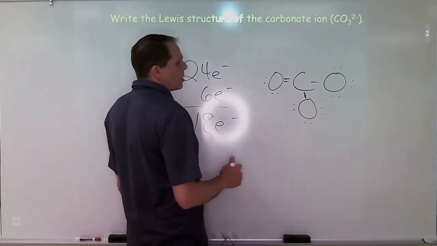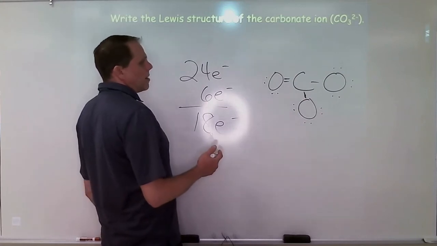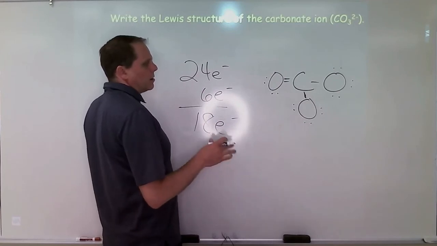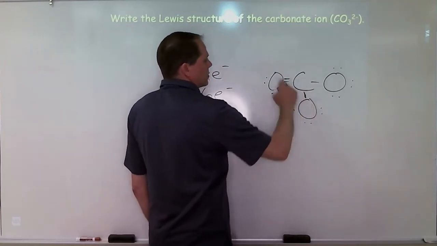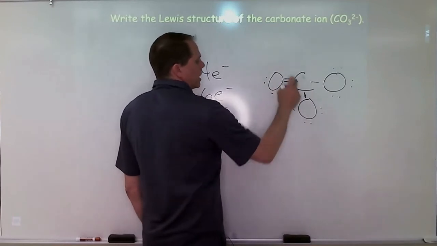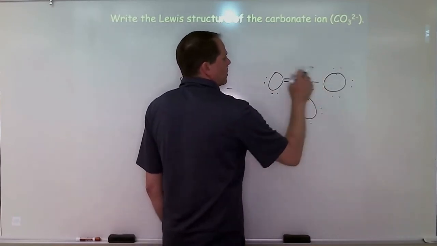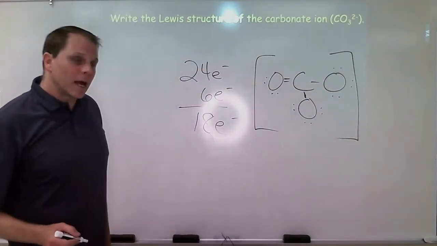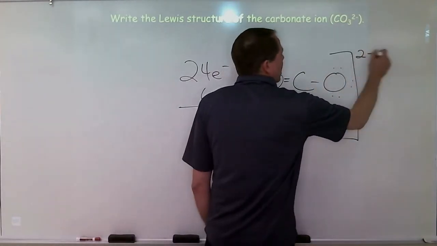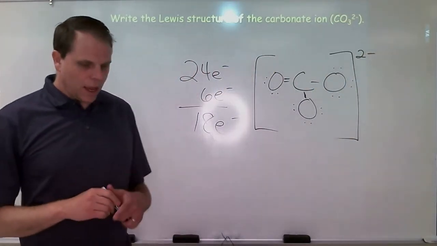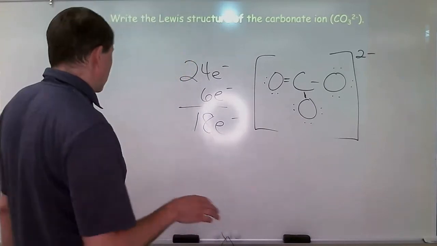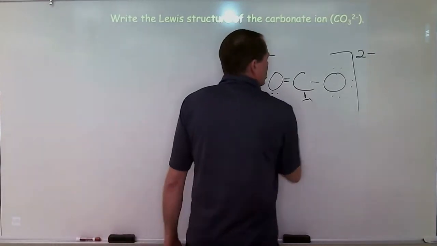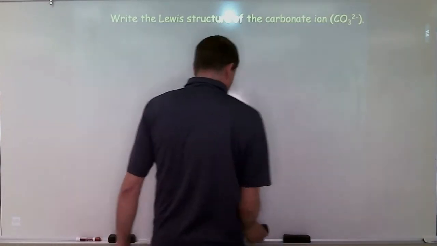Now I've got to check my work. Let's see if I have a total of 24 electrons, and let's see if they're all 8. This one's got 8, this one's got 8, this one's got 8, this one's got 8, 2, 4, 6, 8, 10, 12, 14, 16, 18, 20, 22, 24. Boom, I'm done. Except for my final step in doing polyatomic ions: I have to put it in brackets and put the charge on the outside. Okay, so that's doing the electron dot structure for a polyatomic ion. That's how you would show that.